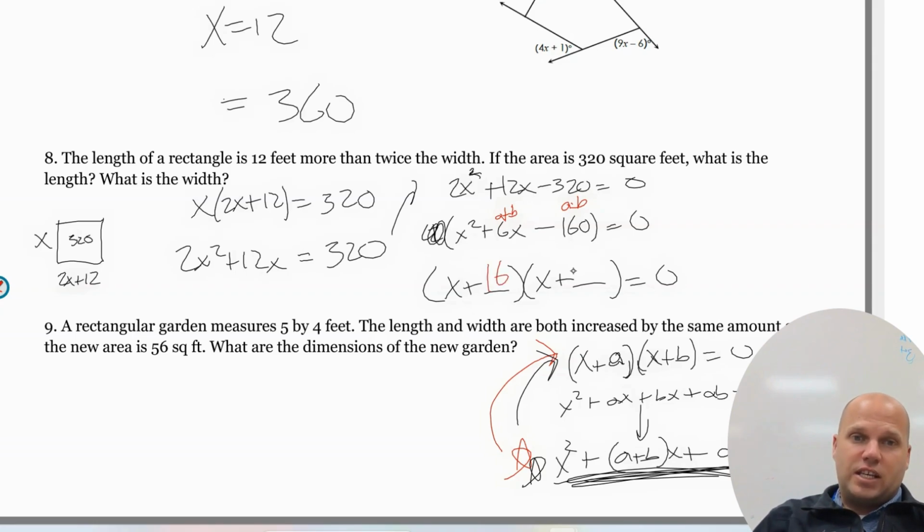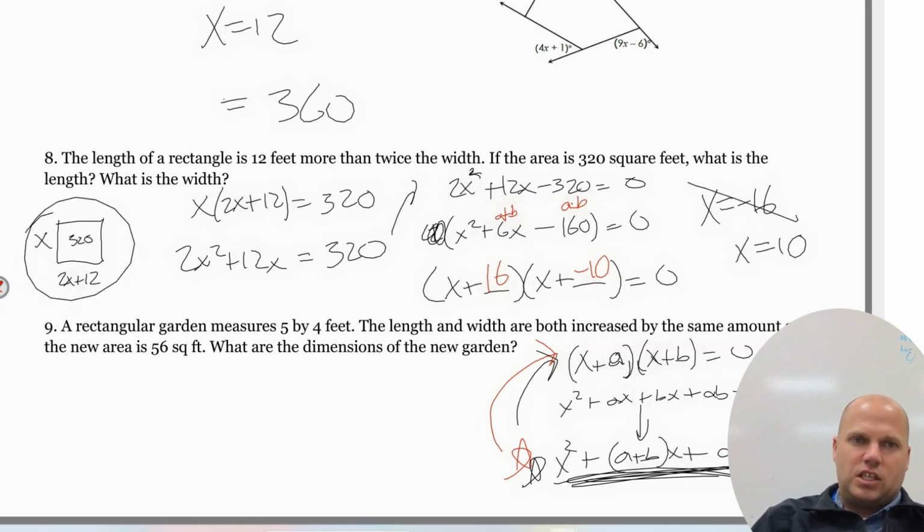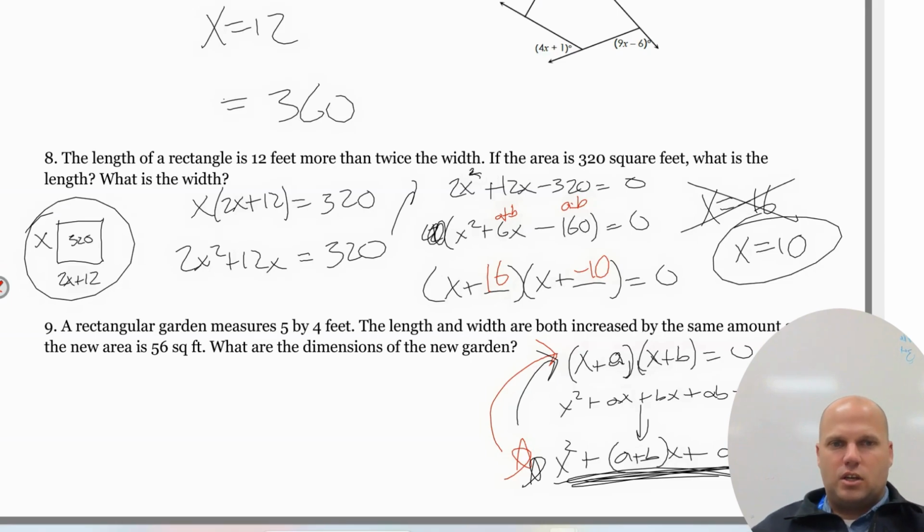The two numbers are 16 and negative 10. If you distributed this out, you get x squared, you get 16x, you get negative 10x, and you get negative 160. Boom, we get that. Giving us our solutions are negative 16 and positive 10. Well, I don't want a side length of negative 16, so I'm not going to include that one. I'm just going to include that.